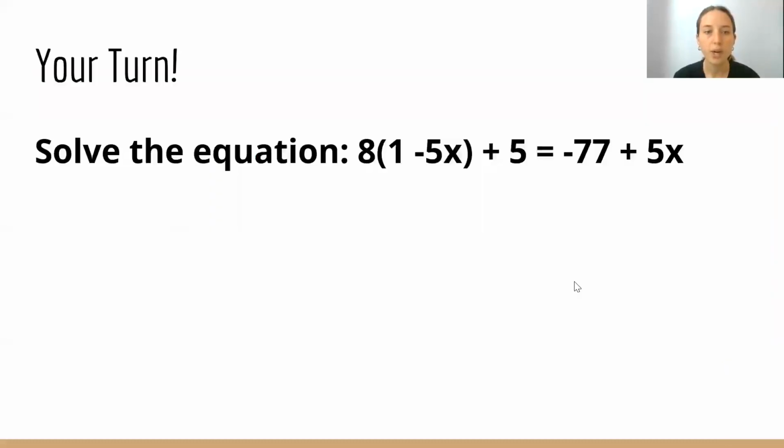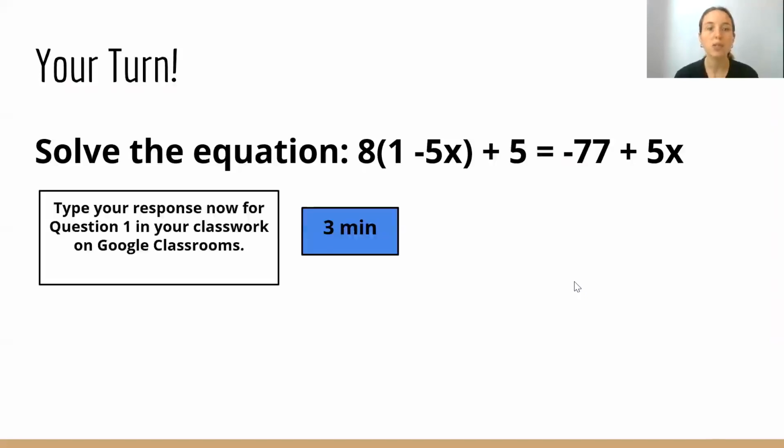All right, now it's your turn. Here you go, here's your problem. Solve the equation 8 times the quantity 1 minus 5x plus 5 equals negative 77 plus 5x. You have the next 3 minutes. Your teacher is going to pause the video. You're going to type your response now for question 1 in your classwork on Google Classrooms, okay? Go ahead and pause the video now and answer question 1 for the opening video question.